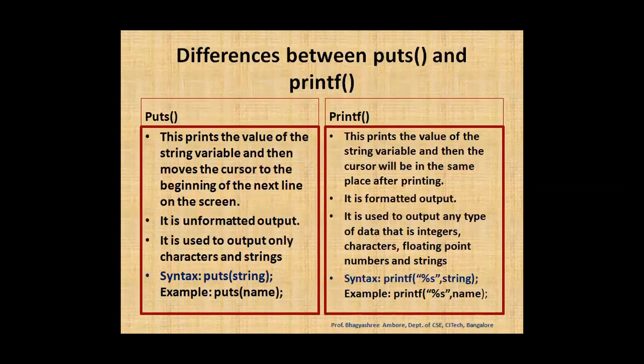Now the differences between the puts function and the printf function. There are four differences. The first: puts prints the value of a string variable and then moves the cursor to the beginning of the next line. However many puts functions you use, it always starts printing from a new line. But printf will not do that. If you use printf 5 times to print hi, welcome to see, everything will be printed in one single line. Wherever it left off, from that point only it starts printing.